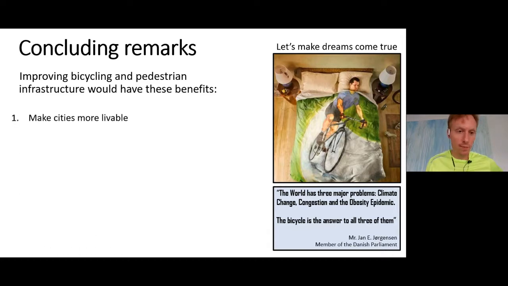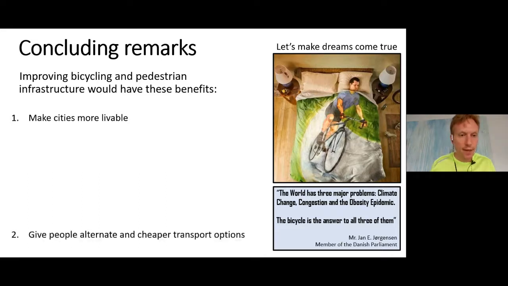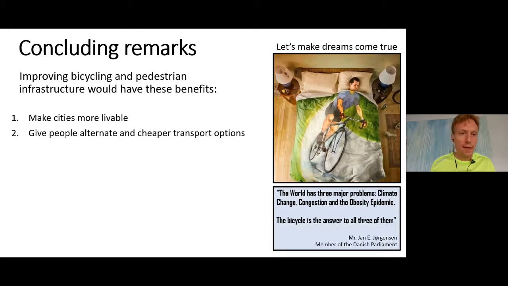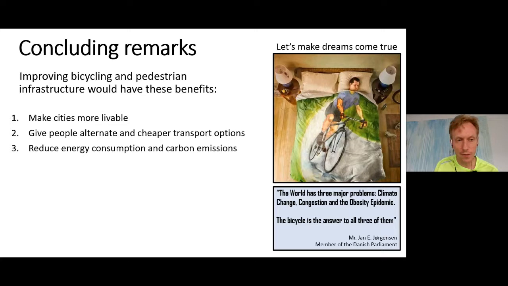It would make the cities more livable. I think my own Copenhagen is a good example of that. It's one of the most livable cities in the world now, and it's largely because we managed to get rid of all those cars and make it so pedestrian and cycling friendly. By putting in that infrastructure, you also give people an alternate and cheaper transport option, which is always popular. Cycling is so much more energy efficient, so you vastly reduce energy consumption and carbon emissions, and therefore you also help on climate change.